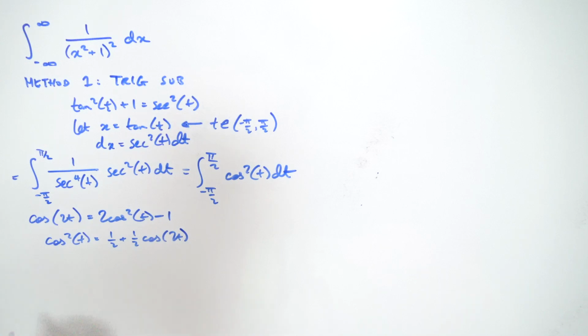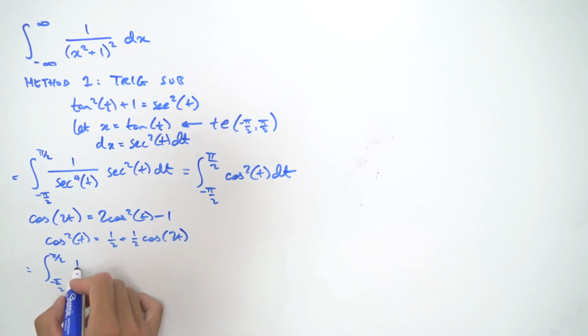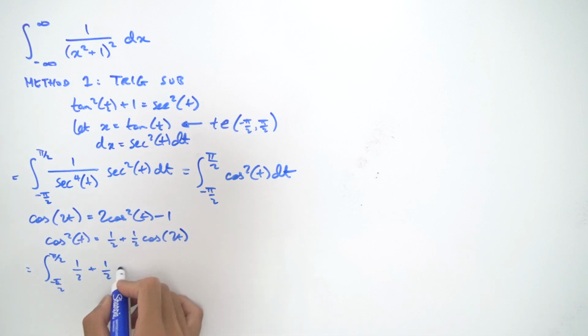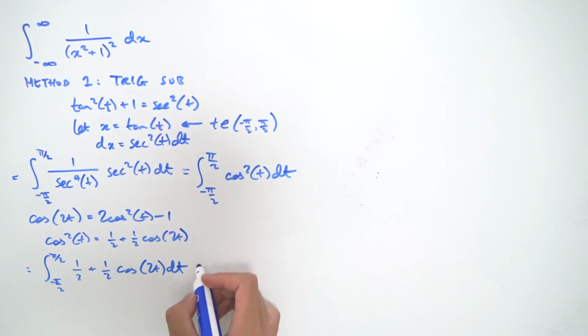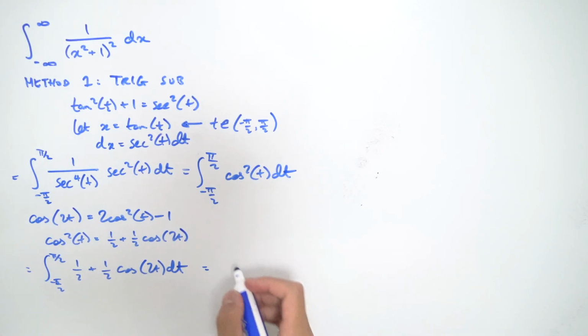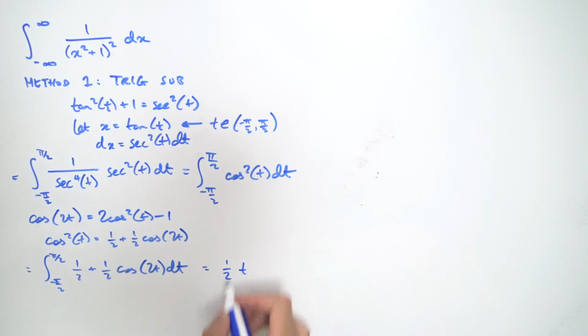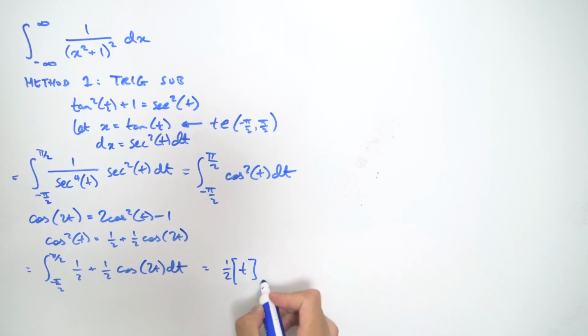And now this integral will give us the integral from minus pi on 2 to pi on 2 of cosine squared, but that's exactly 1/2 plus 1/2 cosine of 2t dt. Now we can just integrate term by term, which is really quite easy. First of all, integrating 1/2, that's just going to be 1/2 with a t attached to it, and then we're going to evaluate this t from minus pi on 2 to pi on 2.